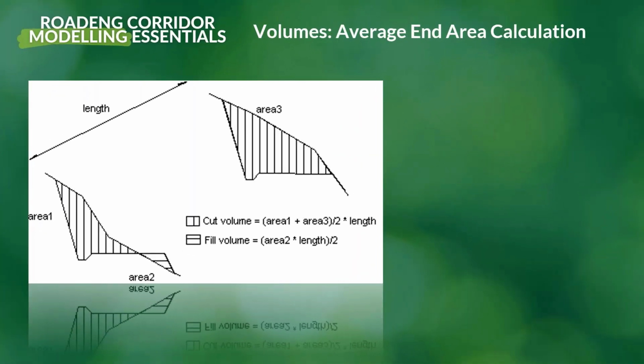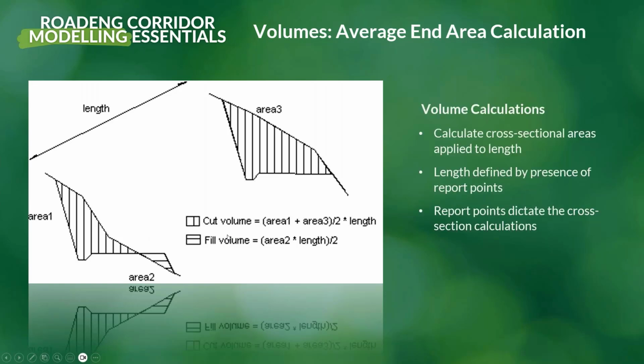So our next concept, or I should say group of concepts, is all about volumes. So to start, let's discuss how volumes are calculated within RoadEng's location module. It's using an average end area volume calculation, which essentially means that it's calculating the cross-sectional areas and then applying those to a specific length. And the report points that we just talked about are dictating how often these cross sections are being calculated, so the length between them.